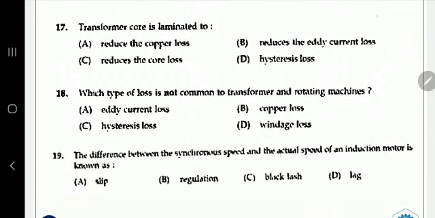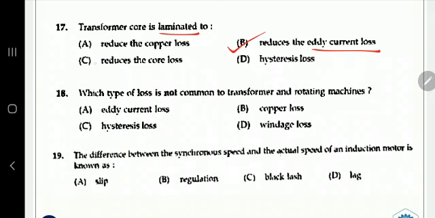Transformer core is laminated. Lamination is mainly done to reduce the eddy current losses. The answer for question number 17 is B, option B, reduces the eddy current losses. For reducing the hysteresis loss, normally we select a core such that the hysteresis loop is very thin.